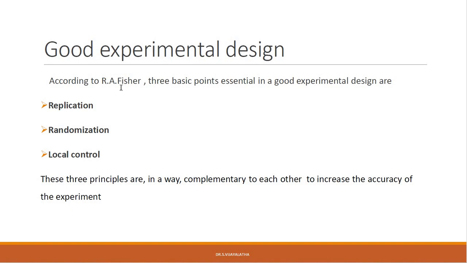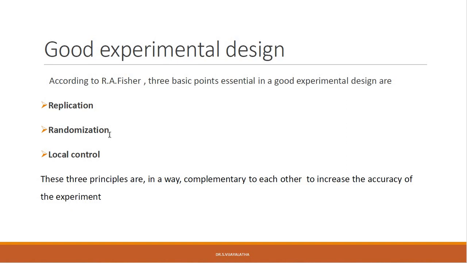According to R.A. Fisher, for a good experimental design, three important criteria have to be kept in mind. First is replication, next randomization, and next local control. They act complementary to each other to increase the accuracy and reduce the error. Replication, as the name itself implies, means repeating the experiment many times.